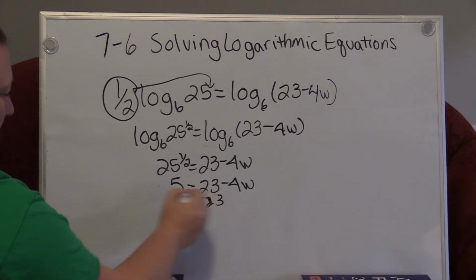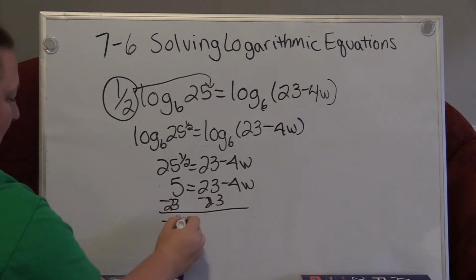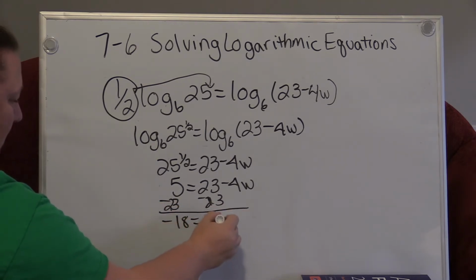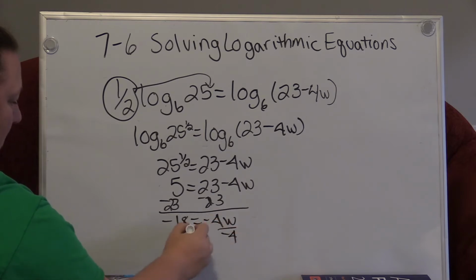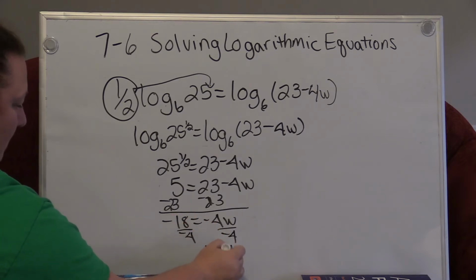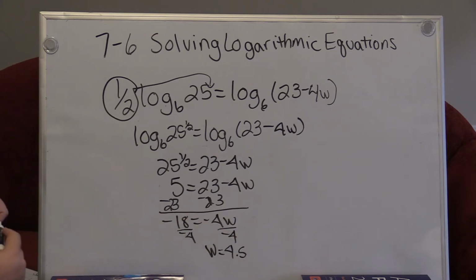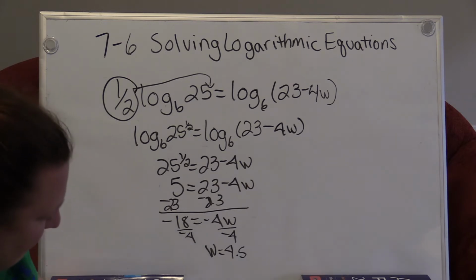Subtract 23 from both sides, and I get negative 18 equals negative 4w. Divide by negative 4, and w equals 4.5. So 23 minus 4.5 times 4 is 18, so that becomes 5, and 25 to the 1/2 power is also 5. That works. None of those are extraneous.